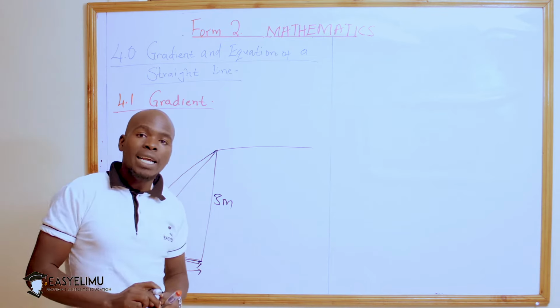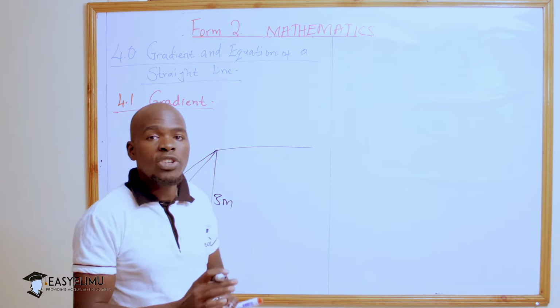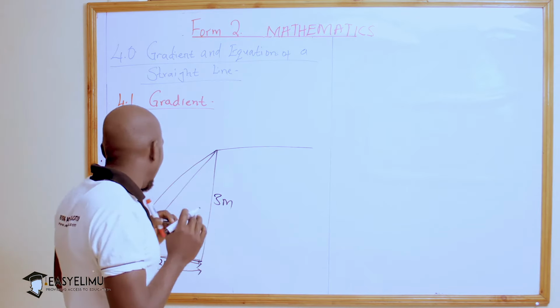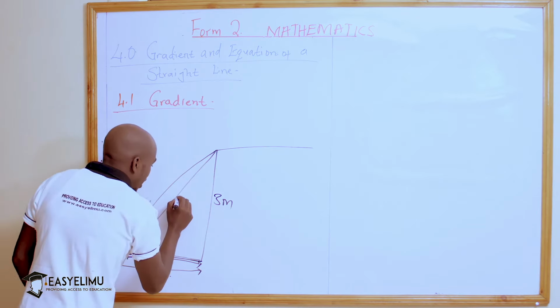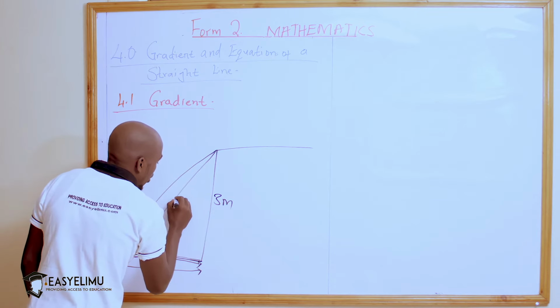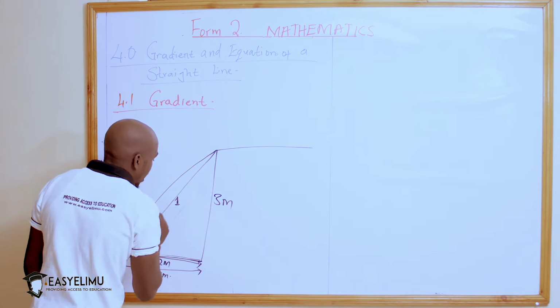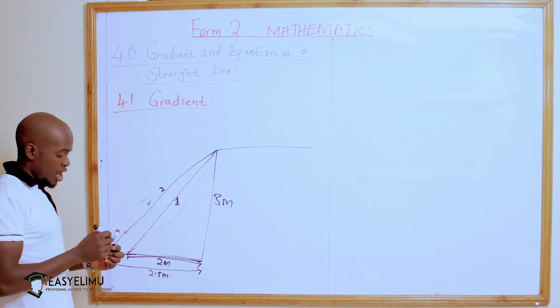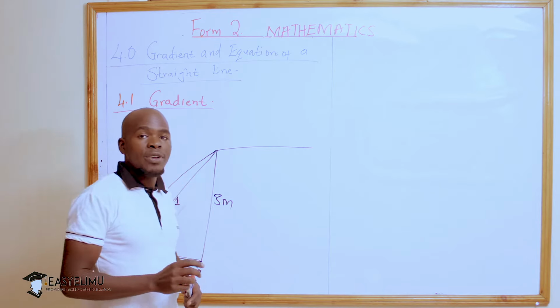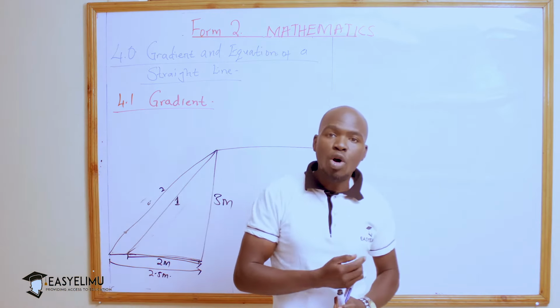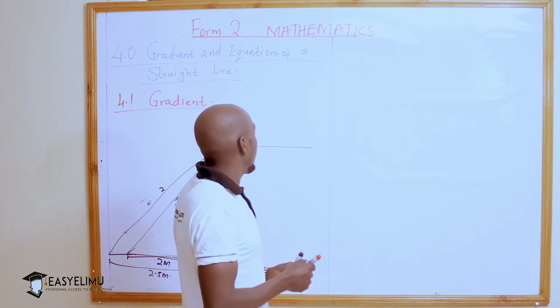Now we need to calculate the steepness or the slope of each ladder, taking in mind that the one 2 meters away from the wall is ladder 1 and the other one is ladder 2. Which ladder will be steeper than the other if used?